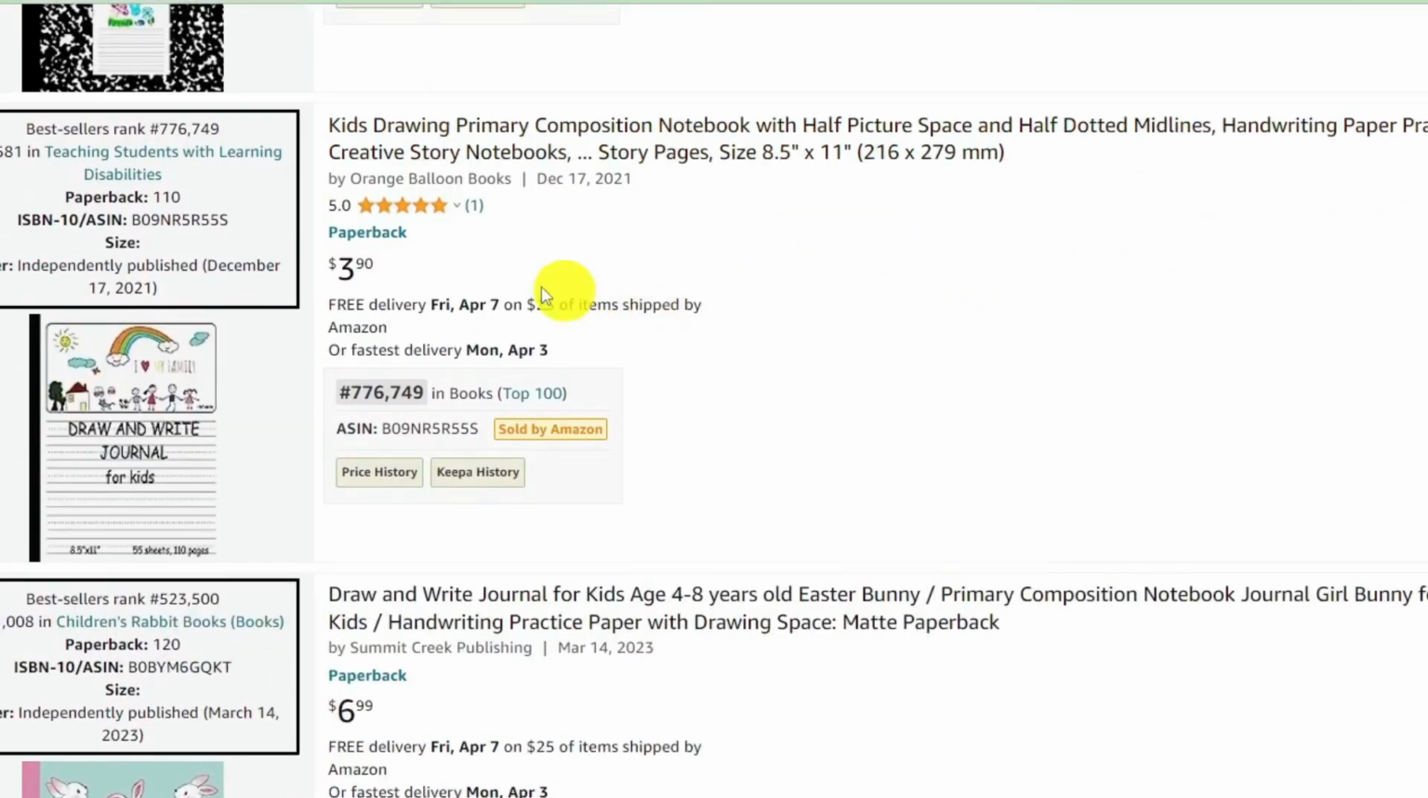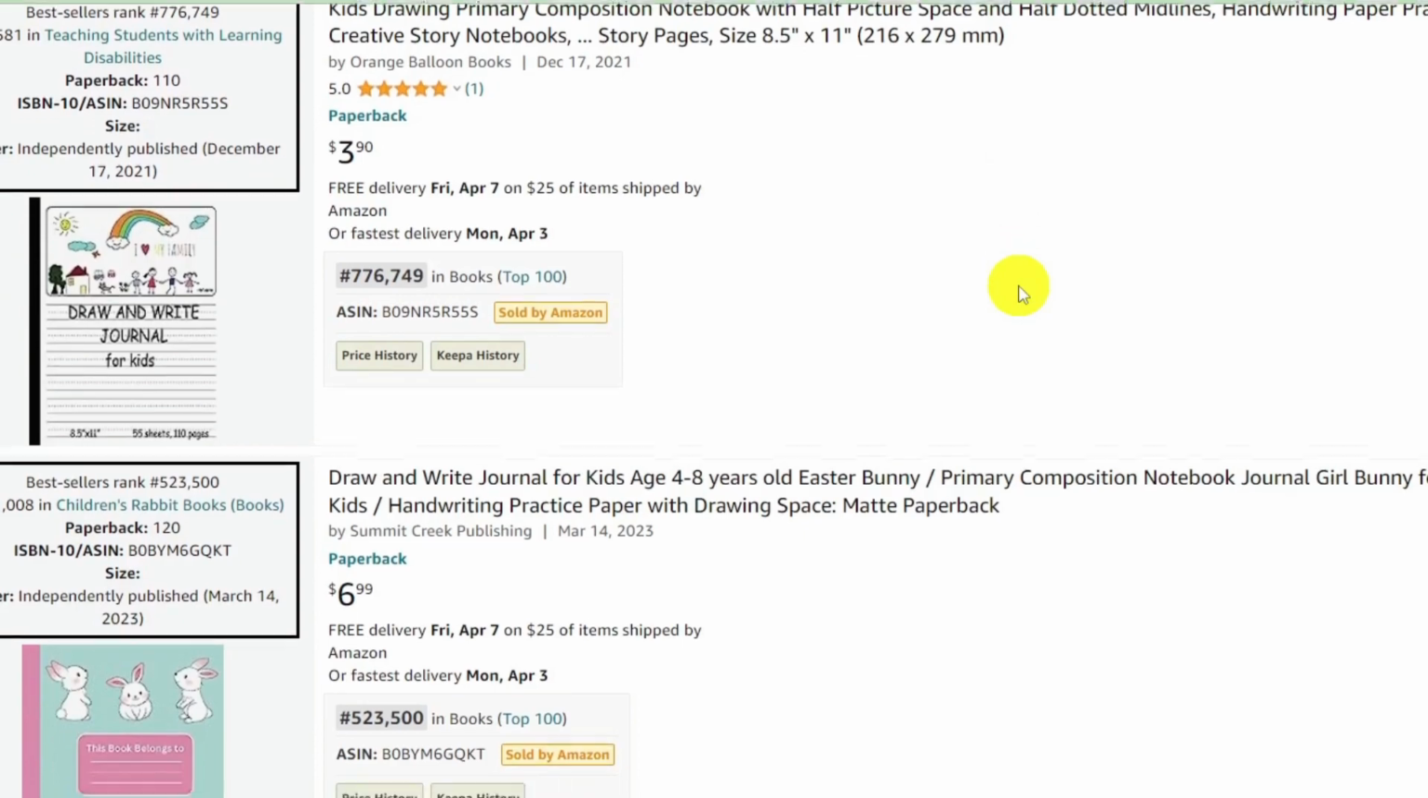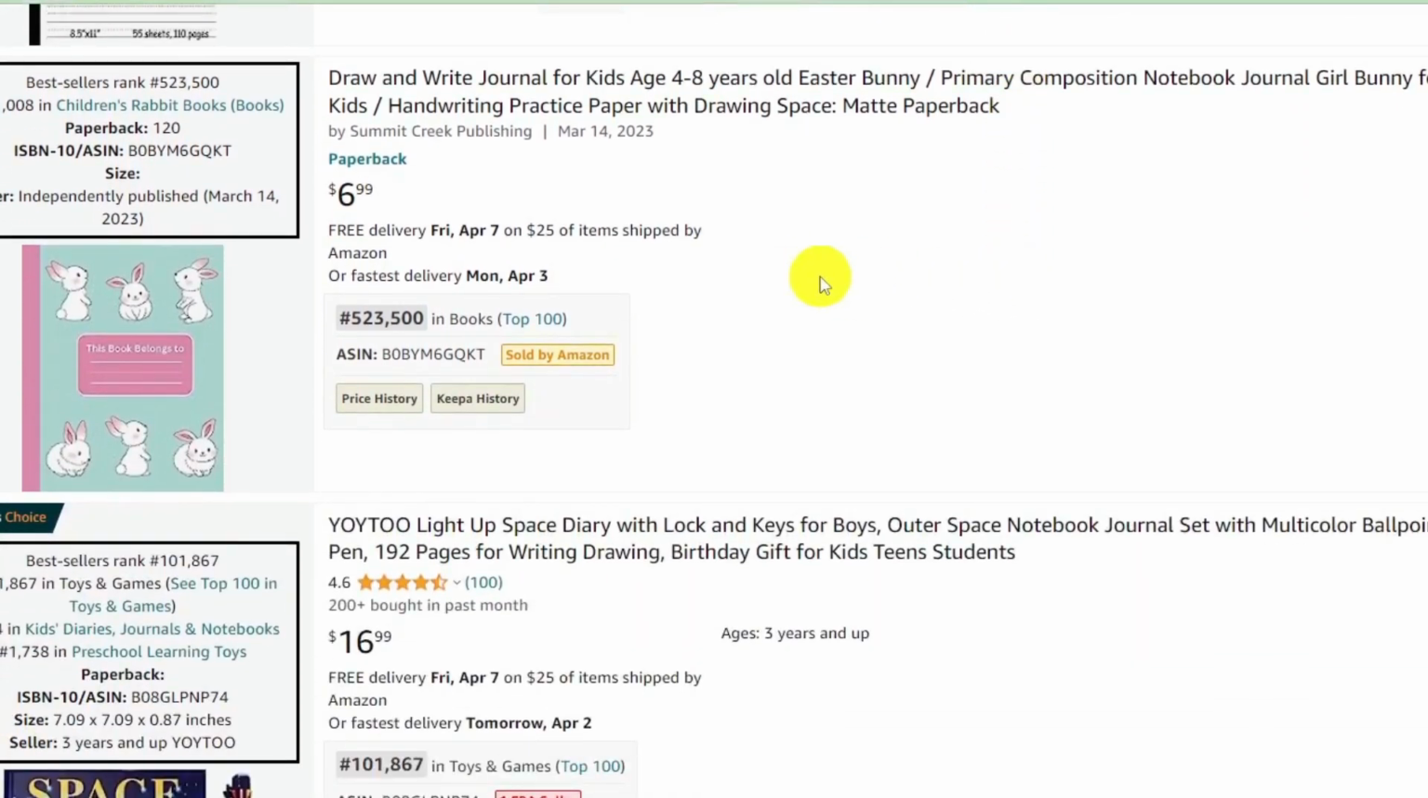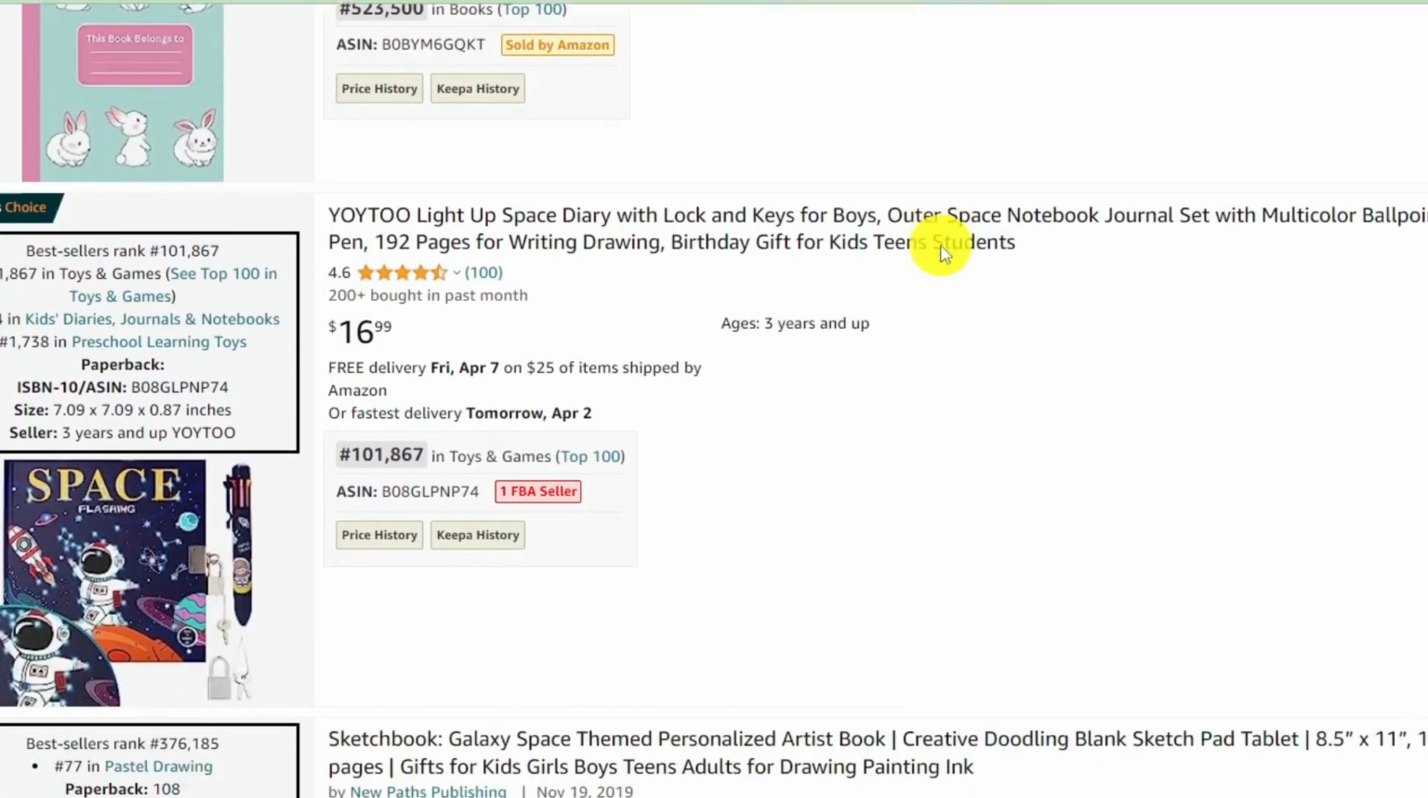Draw and write journal, so kids drawing primary composition notebook, I presume is the main keyword, with half picture space and half dotted midlines. Handwriting paper practice. Maybe that is a keyword, I don't know, but that does not read particularly well to me. Looking further down, draw and write journal for kids age 4 to 8 years old. Easter bunny, primary composition notebook, journal, girl, bunny for kids. So a little bit of keyword stuffing in that one.